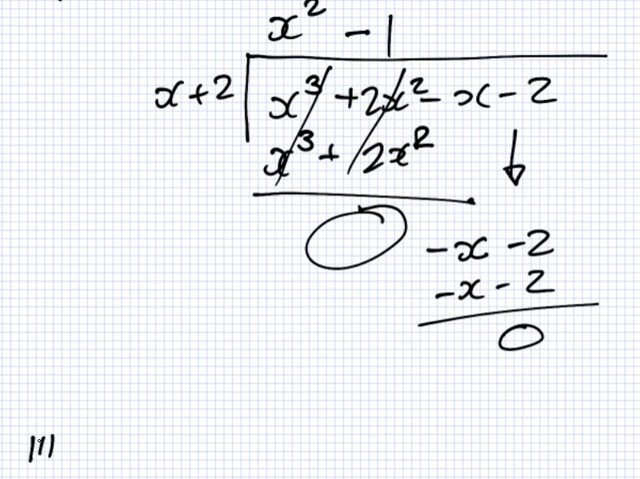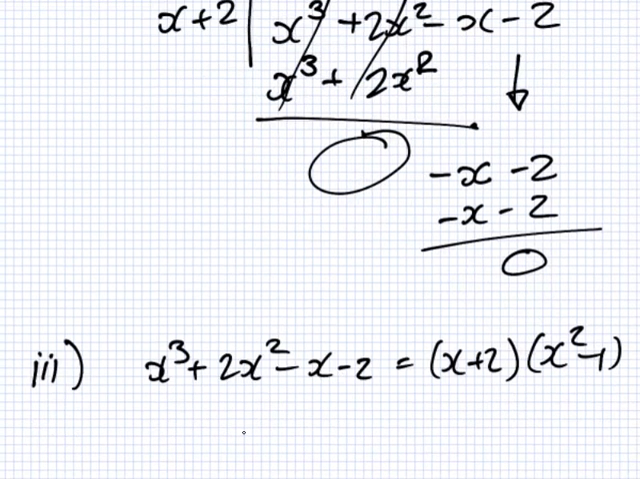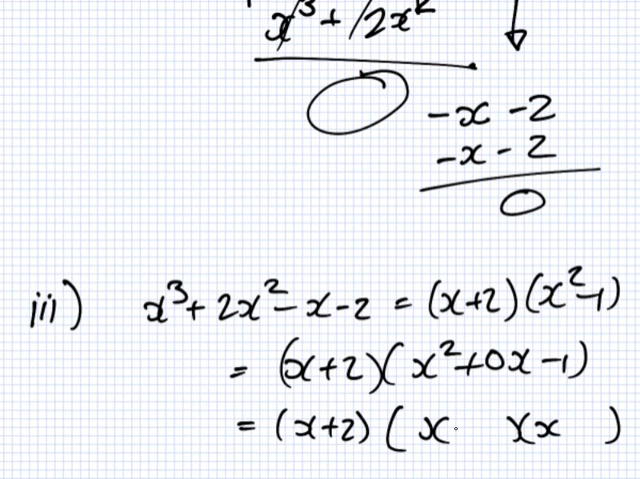Next, find the factors. So the factors of the cubic are x plus 2 times x squared minus 1, which is equal to x plus 2 times x squared plus 0x minus 1. We need factors that multiply to make minus 1, but add to make 0. 1 and minus 1 multiply to make minus 1, and add to make 0.